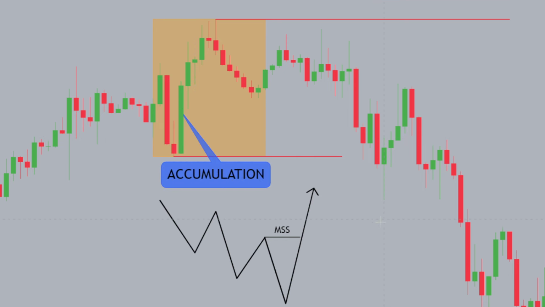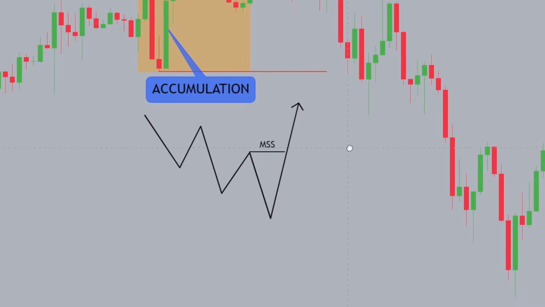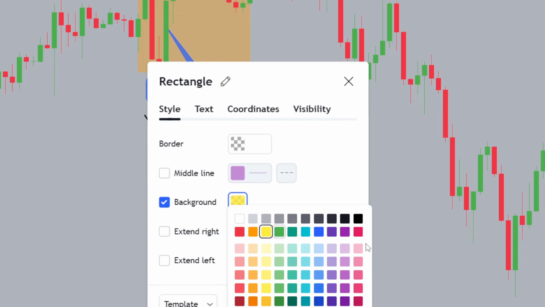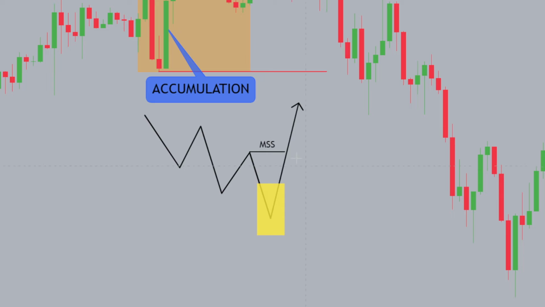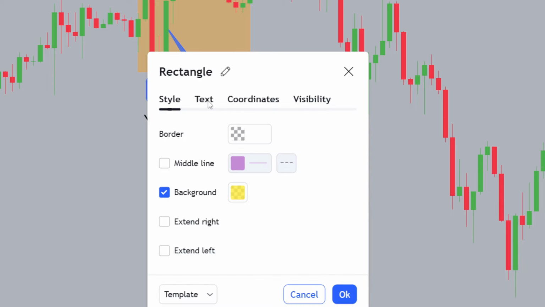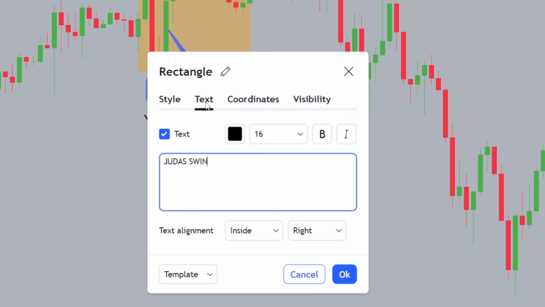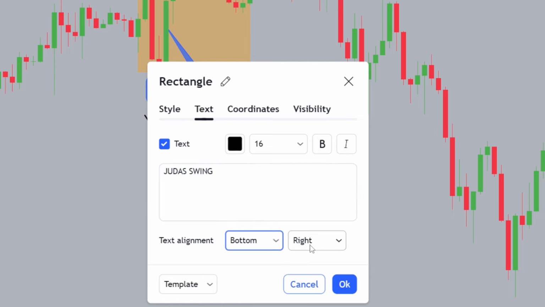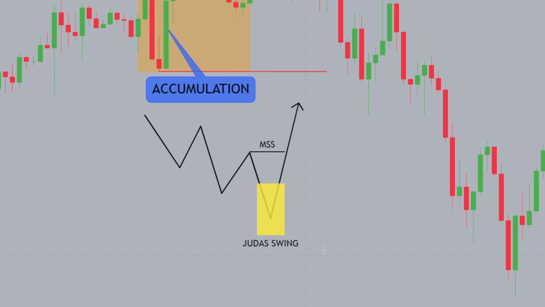Now after the accumulation, we see a manipulation. And the manipulation is typically referred to as the Judas swing. So if we look at it diagrammatically, we understand the Judas swing is strategically placed below the Asian range low. So you want to ask yourself, what is the purpose of this price action over here? Why does the market sweep the Asian low to go higher? What is this Judas swing, and what does it do? Well, this here is the manipulation of the market. So if I quickly bring that to the bottom, this here is the manipulation of the market.